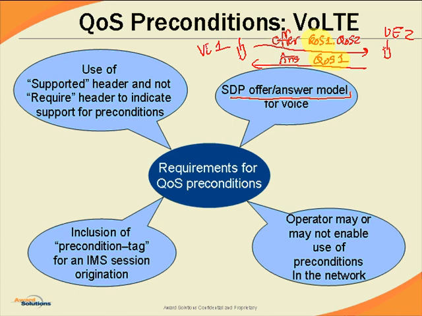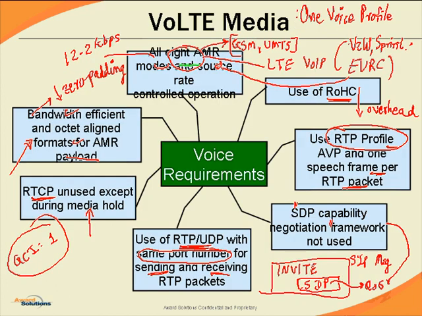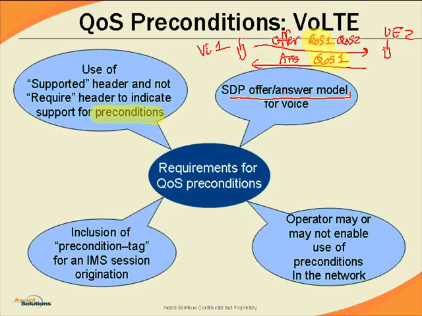Preconditions. I said here, SDP capability negotiation framework modules. So what are we really using then? We are using this kind of approach, that in the SIP signaling messages, we would use the header called Supported. We will not use the header Required. Okay? This is just to simplify our implementation. Remember, you want to minimize variations. Otherwise, interoperability would be a nightmare. So we said, okay, use the Supported header.